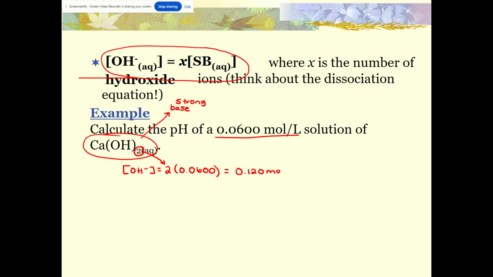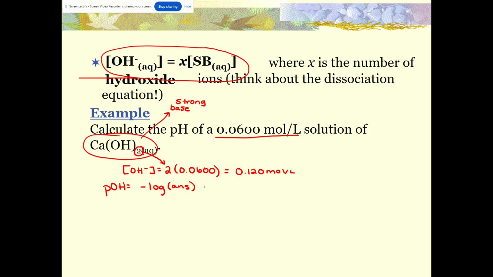So the concentration of the hydroxide ion is 0.120 moles per liter. Now I'm going to take the negative log of that answer, but when I take the negative log of that answer, it's important to note that you are not getting an answer on the pH scale because these are hydroxide ions. You're getting a number on the pOH scale. Okay, so 0.06 times 2, negative log of that answer, and you can put it in your calculator exactly like that.